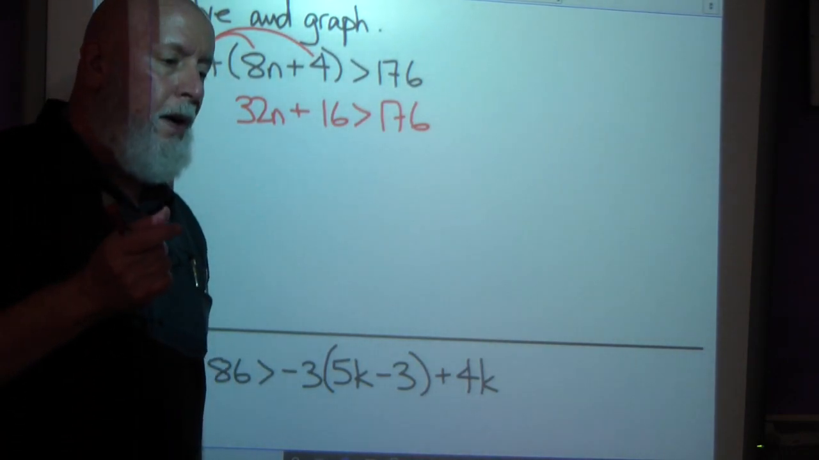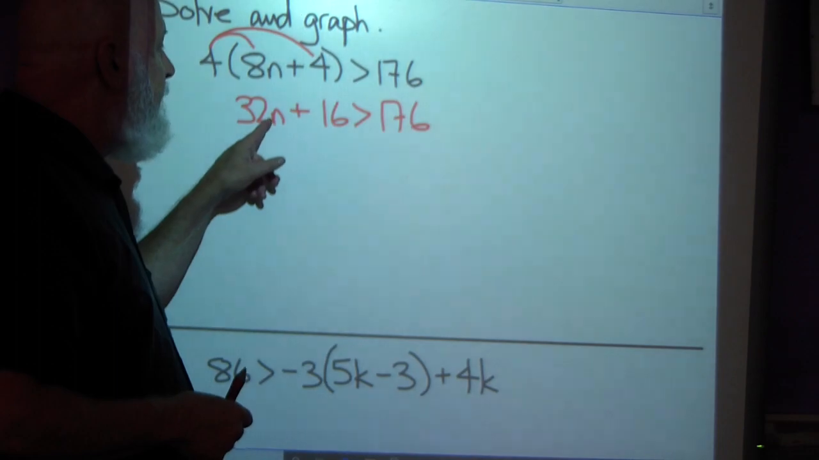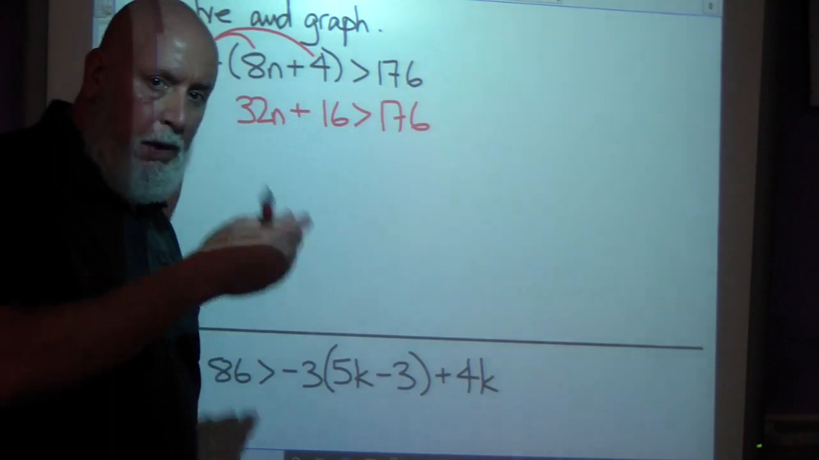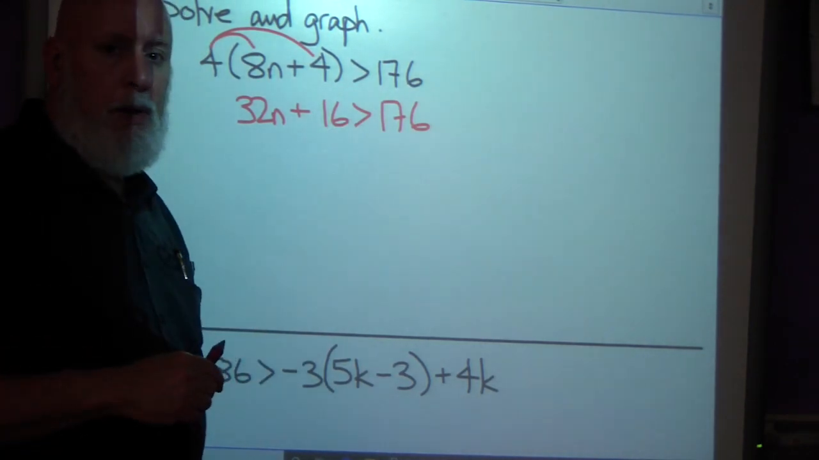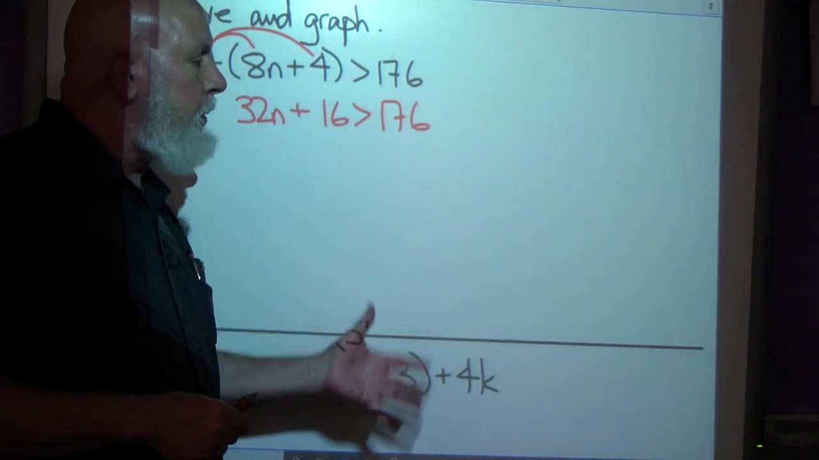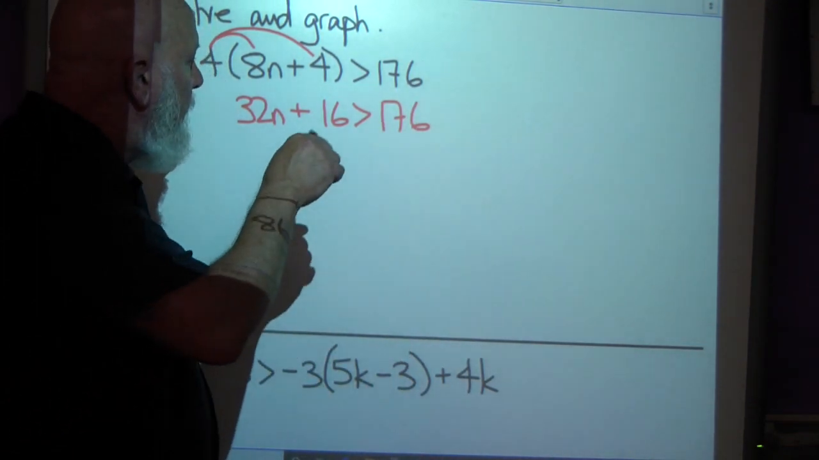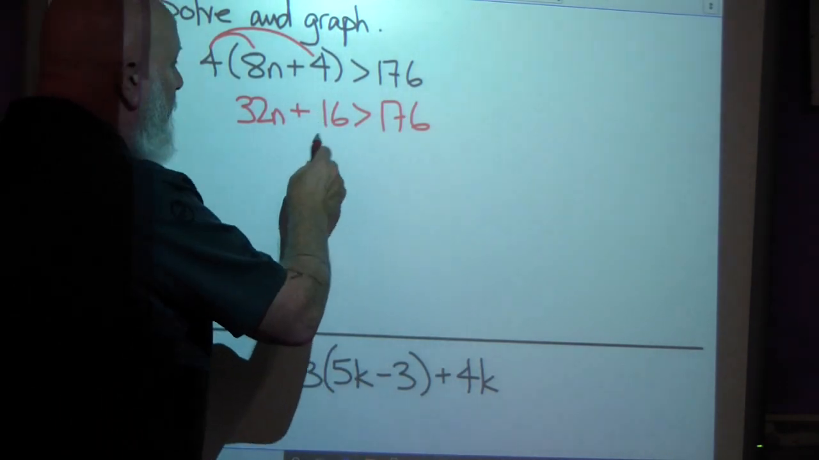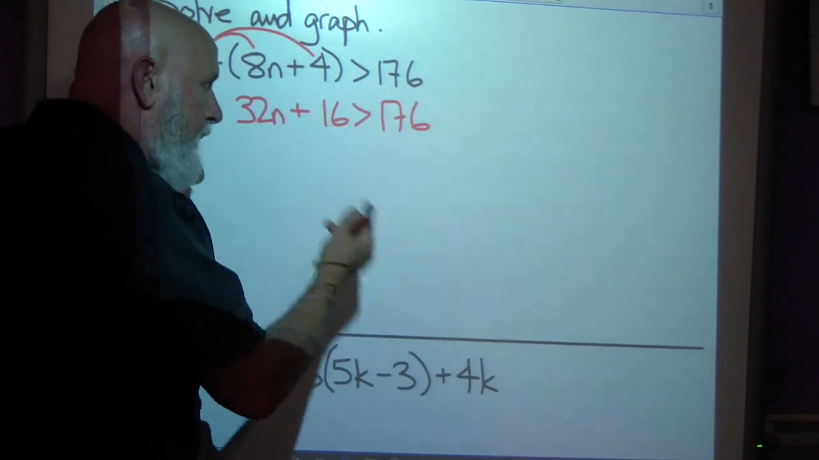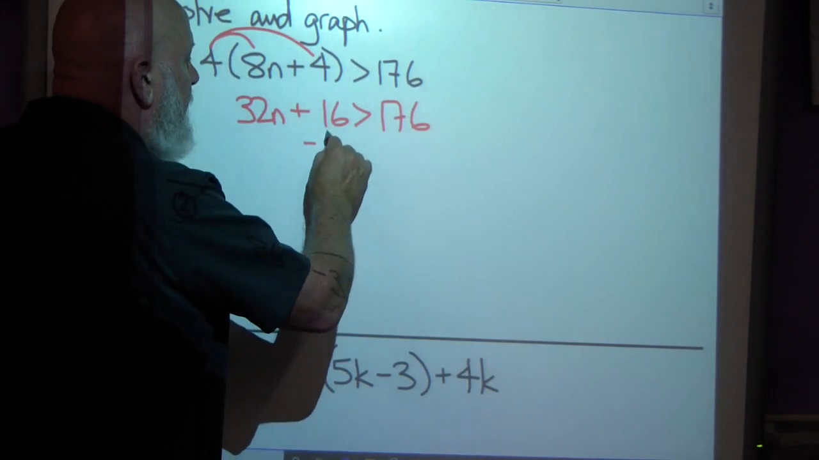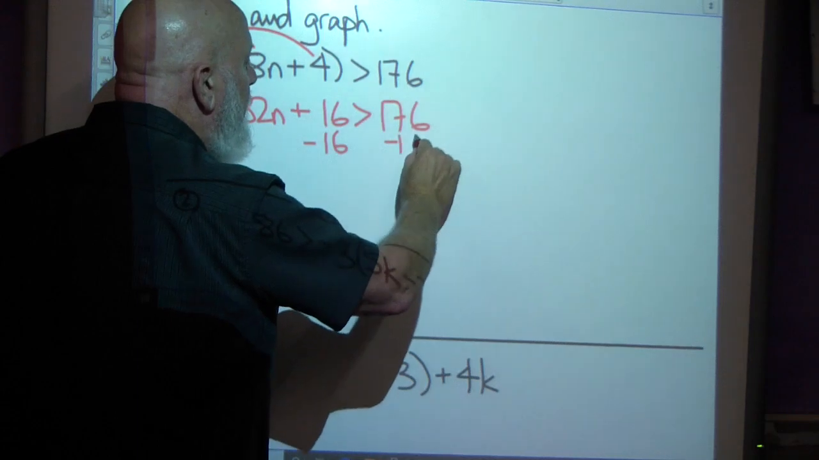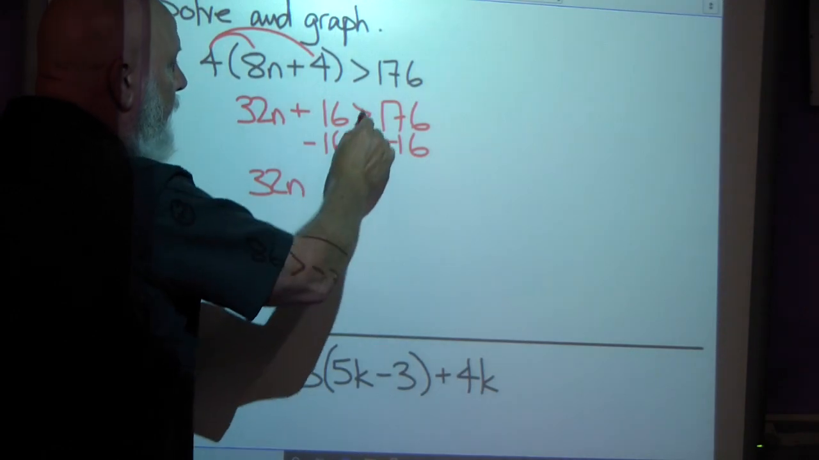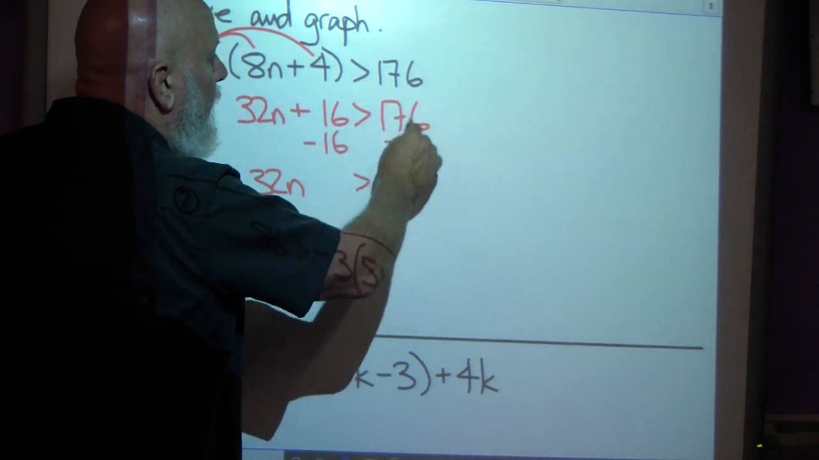The only thing we have to watch out for is when we multiply or divide both sides of an inequality by a negative value. It's only true if we're multiplying or dividing. The direction of the inequality changes. We just have to remember that. And you'll see it a couple of times throughout the next couple of lectures, and I'll point that out when it happens. In this case, since we're just subtracting 16, that won't change the direction, only if you multiply or divide. So I'm going to subtract 16, rewrite the inequality. 32n is greater than 160.